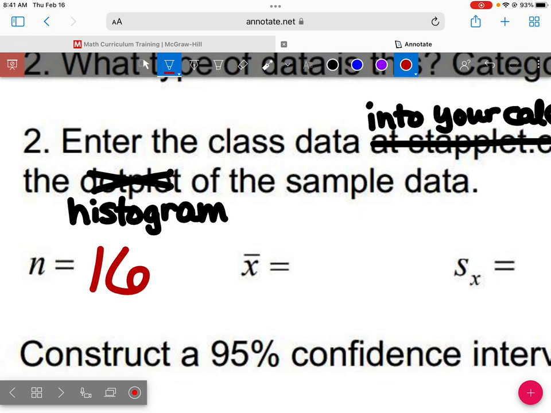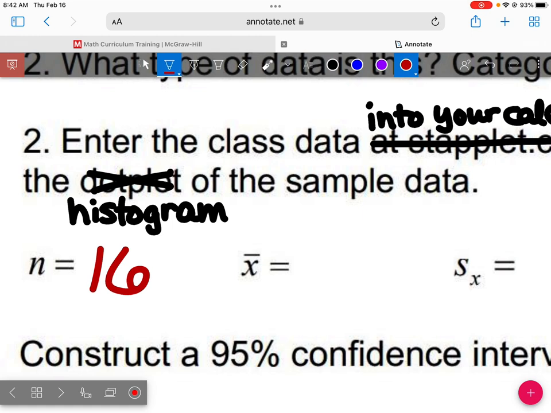Does anybody remember how to get our statistics, our x bar, which would be the mean of our sample, or the Sx, the standard deviation of our sample? Anybody remember how to do that part? Okay, so we're going to hit stat again. We're going to arrow over to calc. And we want one variable statistics because we just had a sample from one group. So I'm going to hit enter.